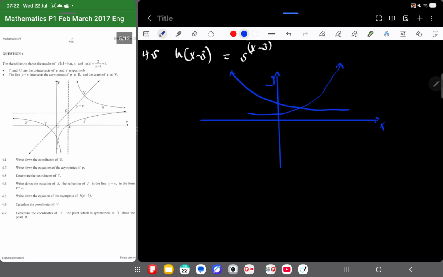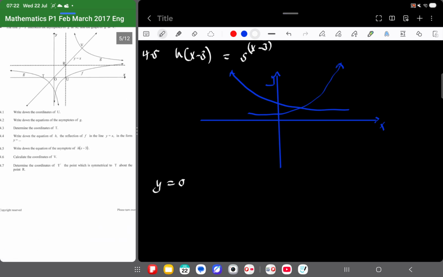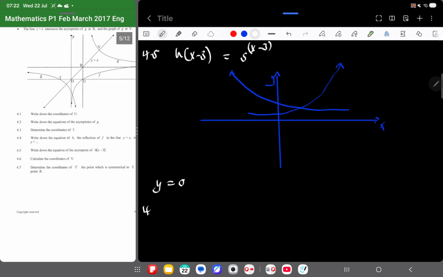Write down the equation of the asymptote of h of x. So to write down the equation of the asymptote of that one, you simply say y equals 0, not x equals 3, because this graph will go beyond positive 3, going upwards. 4.6. Please correct me if I'm wrong with 4.5, but I think it's correct.